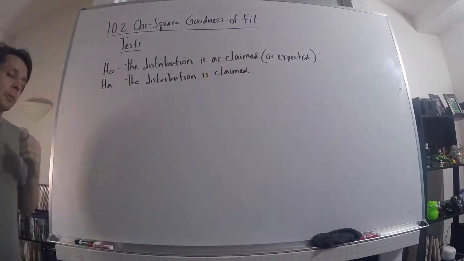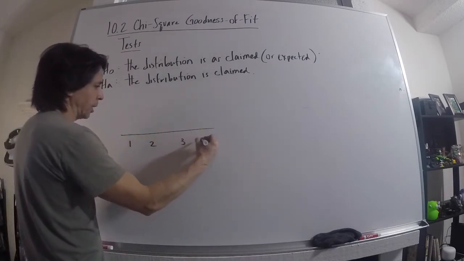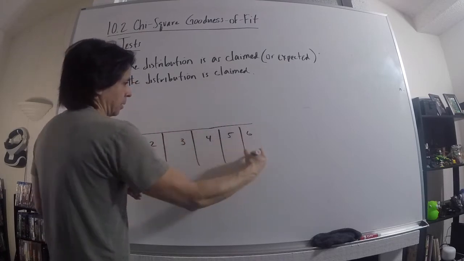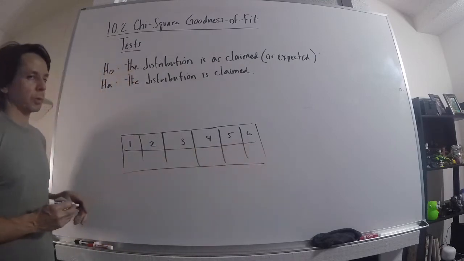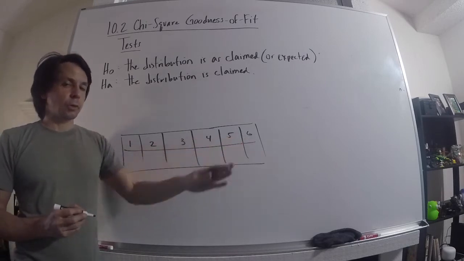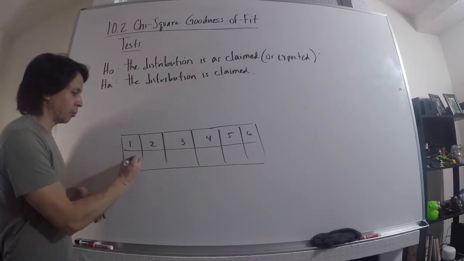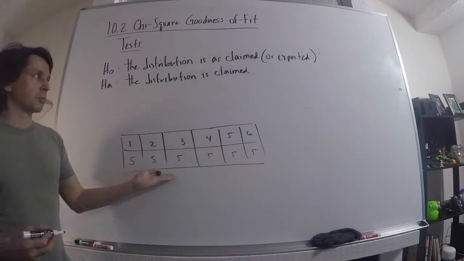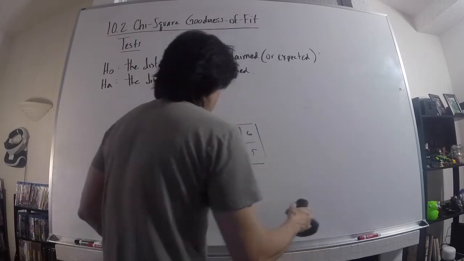My second example will be testing the fairness of a die. Don't really write this down because we're going to get to it. Let's say we roll a die 30 times, and you expect each outcome to be equally likely for a fair die. So if you're rolling it 30 times, you expect to get 5 1s, 5 2s, 5 3s, 5 4s, 5 5s, 5 6s. That's the expected distribution, evenly distributed. Uniform distribution was the technical term.